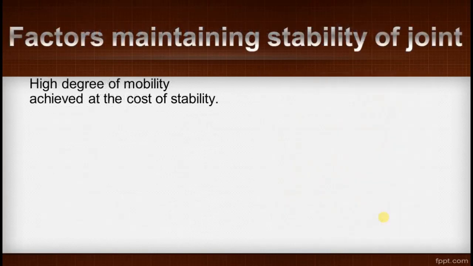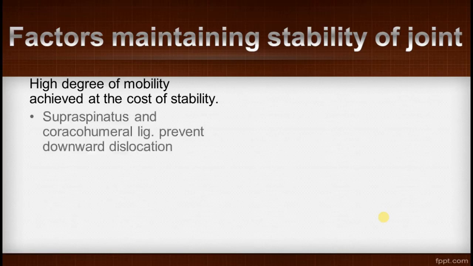That is for the overhead abduction. Now, what are all the factors which are responsible for maintaining the stability of the joint? I have mentioned that it is a greatly mobile joint, but at the cost of stability. But to some extent, stability has to be achieved.